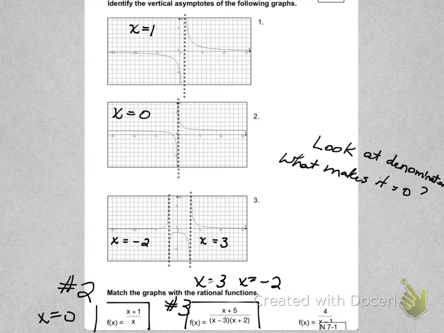Okay? And on this last one, it's hard to see because my little 7-1 kind of went over that. But what it is, the equation is 4 over x minus 1. So if x equals 1, then that denominator would be 0, and that would match graph number 1. So one way you can go about at least getting a clue of which graph would match would be to look at where the asymptotes are.